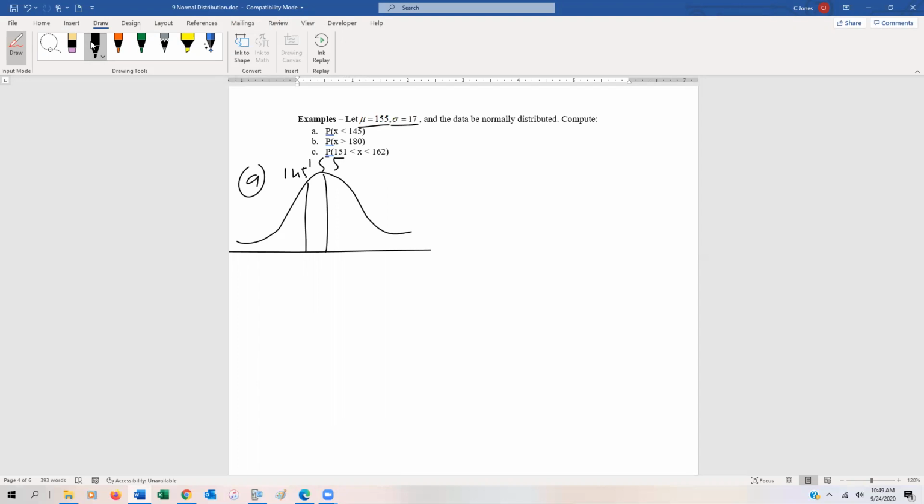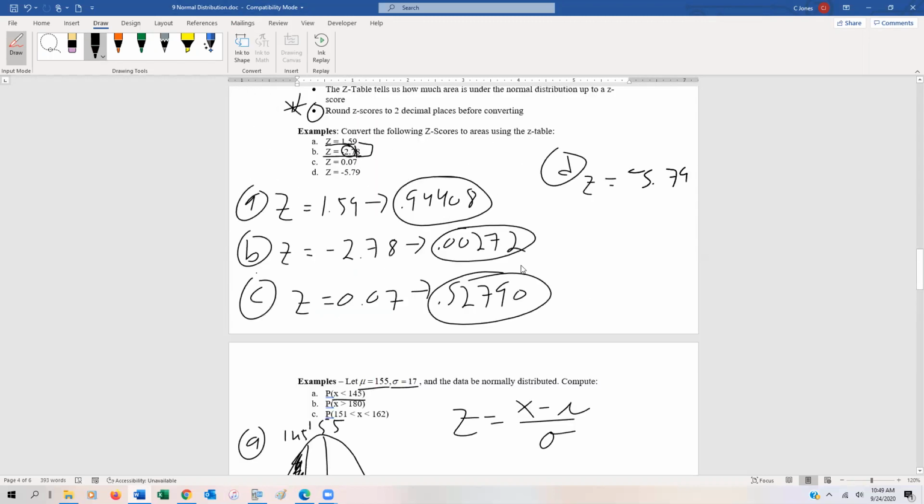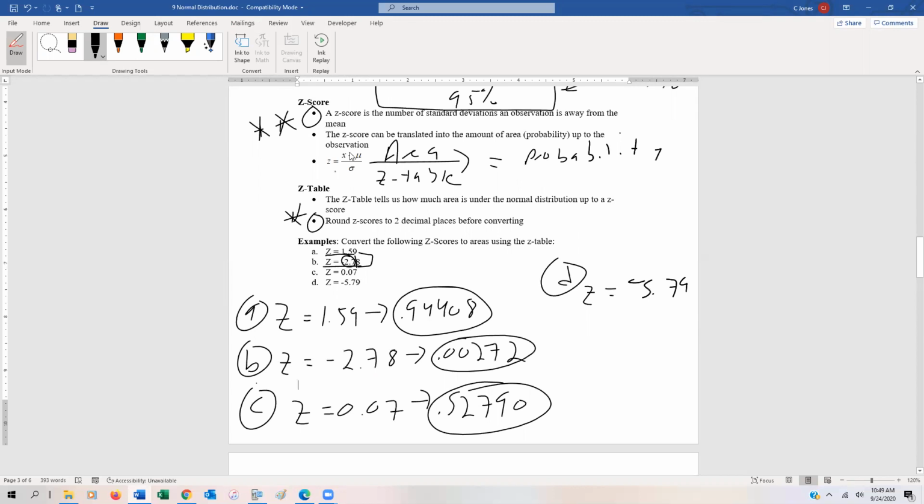Okay, so just think of it like a number line. 145 is less than 155. And the probability that x is less than 145 is going to be all the area to the left, because it's a less than problem. All right, so how do we figure out that probability? Well, we use our formula z equals x minus mu divided by sigma. Okay, so that was this formula all the way back right here.